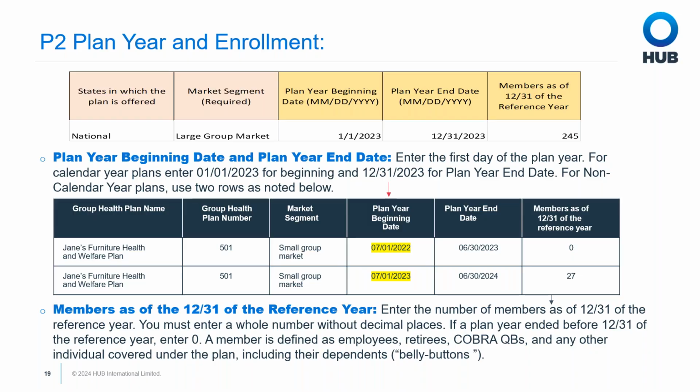However, you would be reporting the total number of members covered, number of belly buttons. This means actives, dependents, active employees, their dependents, retirees, COBRA qualified beneficiaries, severed employees, quote unquote belly buttons, as of 12/31/2023. For the first portion of your plan year, if you are a non-calendar year plan, you would report 0. For the second portion, which is intended to end on 12/31, you would be reporting the total number of belly buttons covered, as noted in the example above.